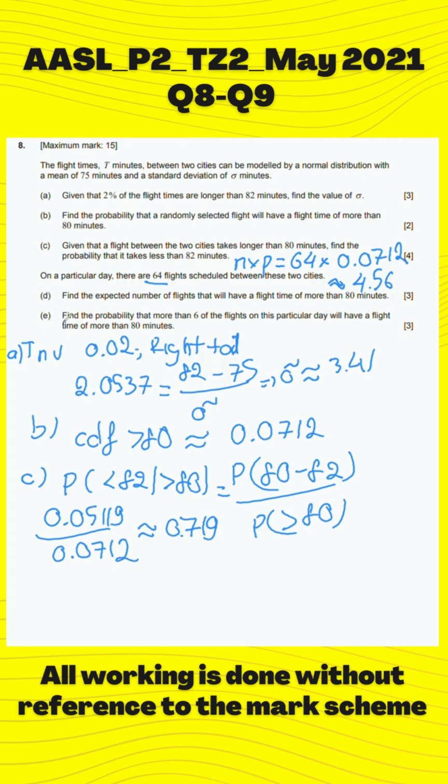Okay, E, find the probability that it's more than 6. Number of trials is 64. The success rate is 0.0712, and we need more than 6. That means it will be 1 minus the binomial CDF of 6. So put everything into the calculator, we will have nearly 0.169.